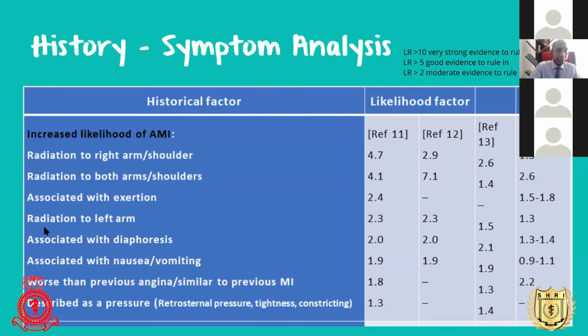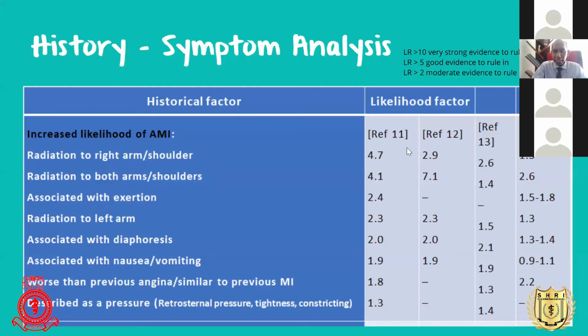And radiation to the left arm. The textbook normally says pain to the left arm. That is a little bit lower down in the likelihood ratio. Radiation to the left arm is sensitive, but not specific. But radiation to the right arm or to both arms is more sensitive than just radiation to the left arm. So if the patient comes with chest pain radiating to the right arm, that is more sensitive than radiation to the left arm. And if the pain is provoked by exertion, again, it's a positive factor.